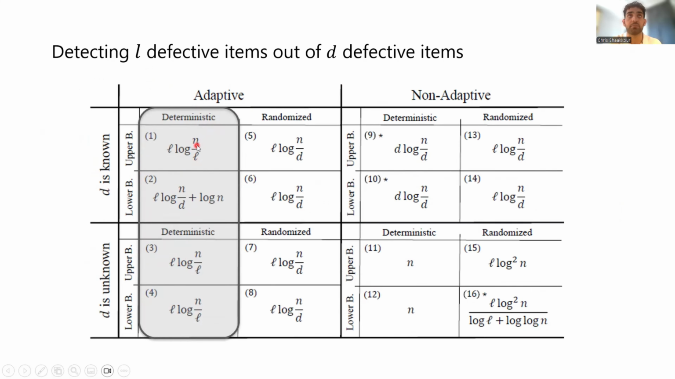N is the total items in a group. L is the defective items we want to take a look at. In contrast to the D defective items, where there are algorithms that try to find D out of L, we have N divided by L times L, and not N divided by D times D, which is smaller. Let's prove 1 and 3.